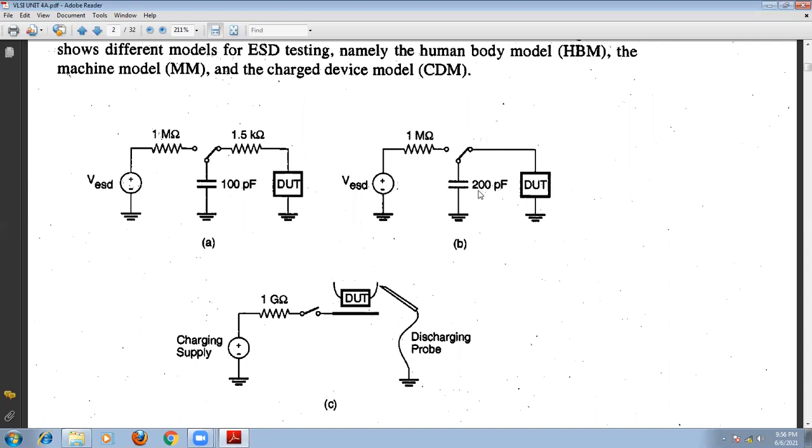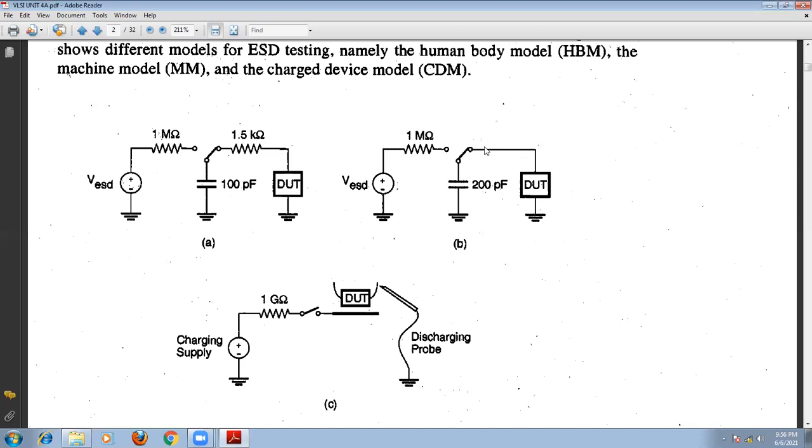So you can model a machine as a 200 picofarad capacitor with a 0 ohm resistor, similar to the human body model. The machine model is similar to the human body model, except that instead of using 100 picofarad we use 200 picofarad, and we are not using the 1.5 kilo ohm resistor because it is a machine.